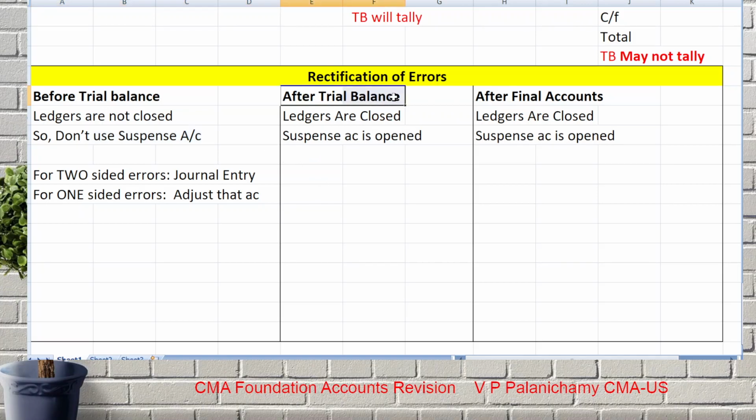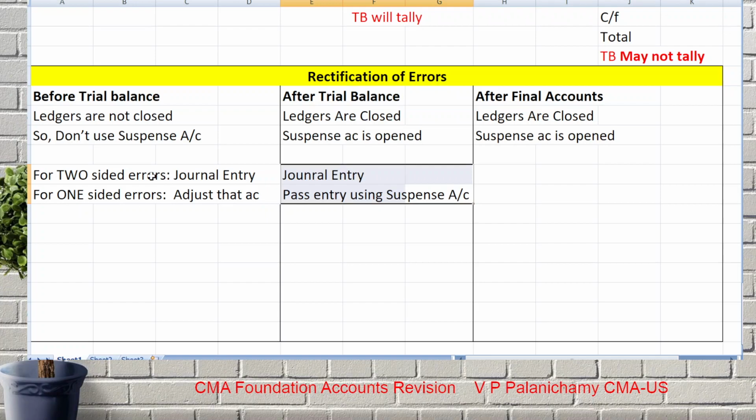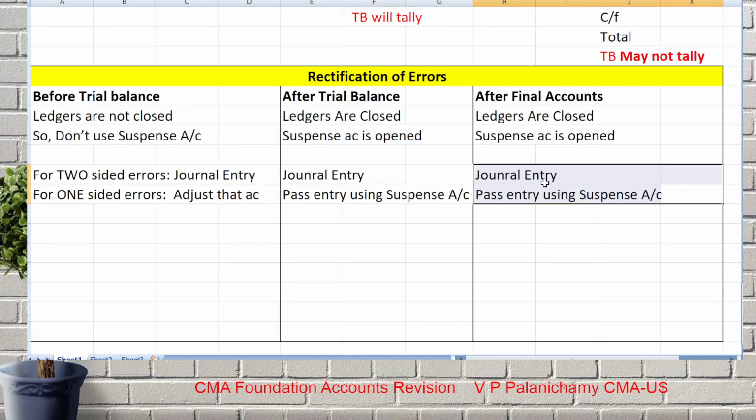If errors are rectified after trial balance, same principle. For two-sided errors, we'll pass which one? The usual journal entry. For one-sided errors, we'll pass the entry using which account? Suspense account, and we have the suspense account opened. After final accounts also, it is the same.